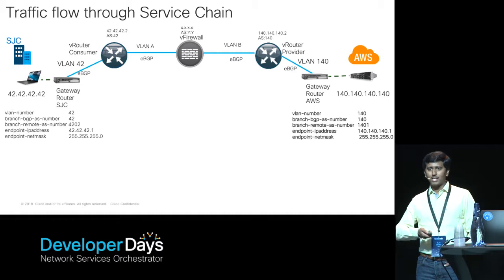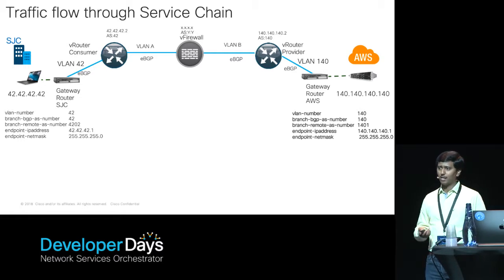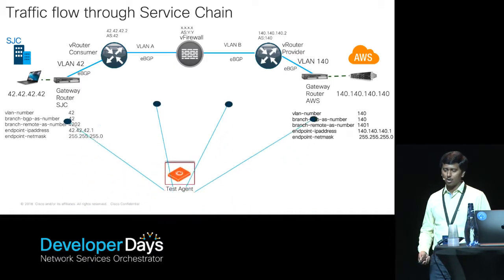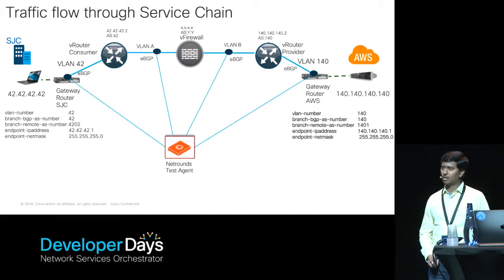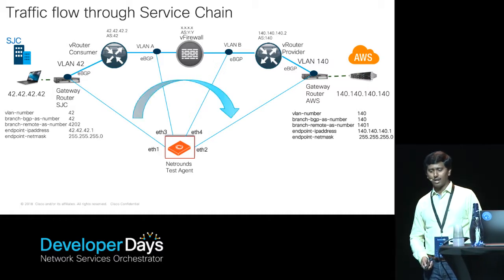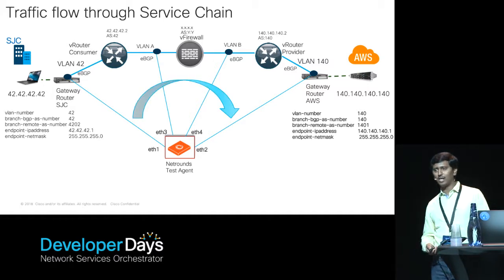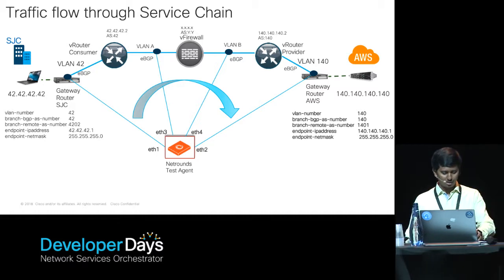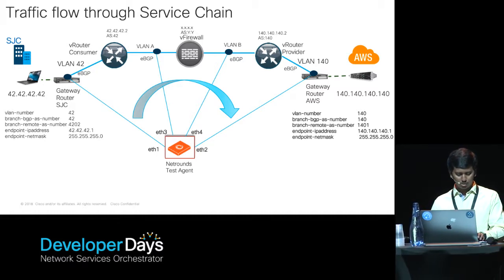So as I said, I can design this, I can identify the flows, I can define the bandwidth, whatever the requirements are, but eventually I would still need to test the traffic flow through the service chain. What I would do is also connect a Netrounds test agent, which would help me connect to each of the links on the service chain VNF and help me pass the traffic and validate that this is actually what I intended. Right? So let me switch panes. I can show you the UI.